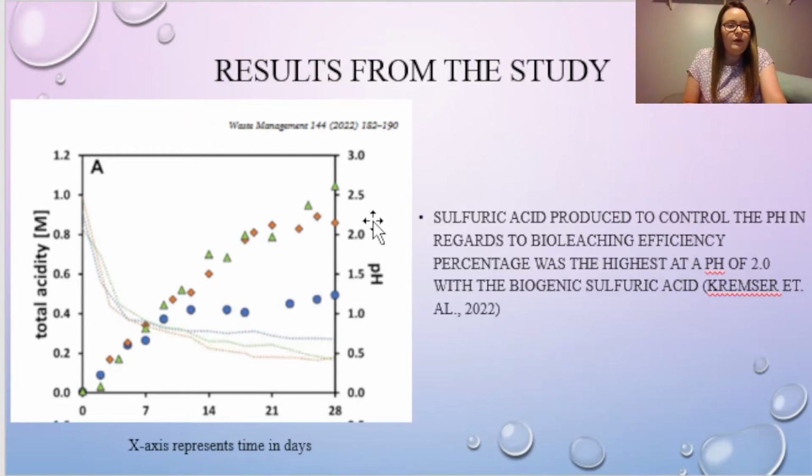So if you look, there's a bunch of data here specifically where it's at the 2.0 for the pH. The x-axis was representing the time in days, and the y-axis was representing the total acidity, specifically in molar concentration.